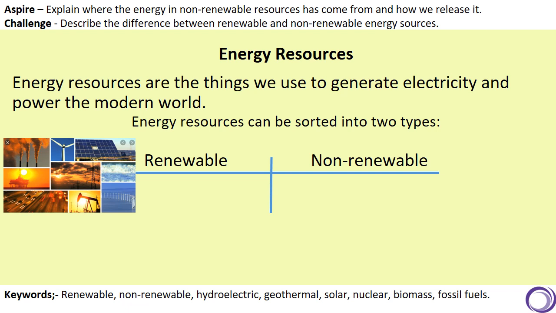So energy resources. So these are the things that we use in the modern world to generate electricity, power your mobile phones. All of those things have required an energy resource to be used in the first place. So we can divide energy resources into 2 types. We can have renewable energy resources and non-renewable energy resources.